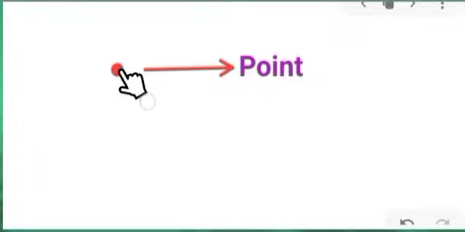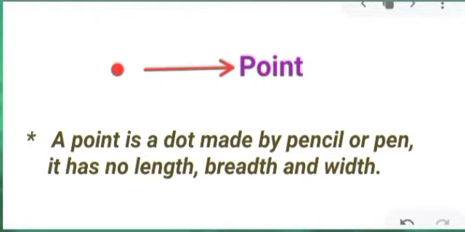And also, we can name it with a capital letter A or O, whatever it may be, we can use it. So a point is a dot made by pencil or pen. It has no length, breadth and width. So it's just a dot. It is called a point.